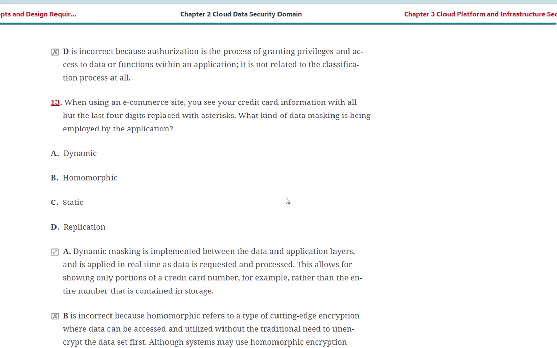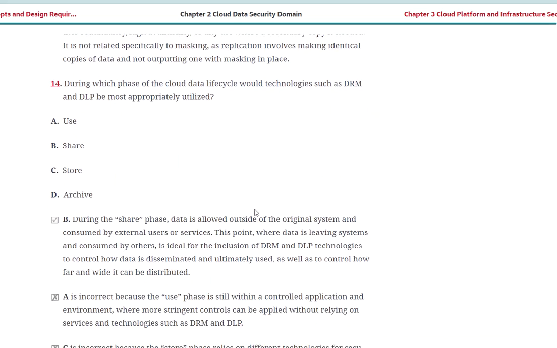Question 13. When using an e-commerce site, you see your credit card information with all but the last 4 digits replaced with asterisks. What kind of data masking is being employed by the application? And the correct answer is dynamic. Question 14. During which phase of the cloud data lifecycle would technologies such as DRM and DLP be most appropriately utilized? And the correct answer is share.